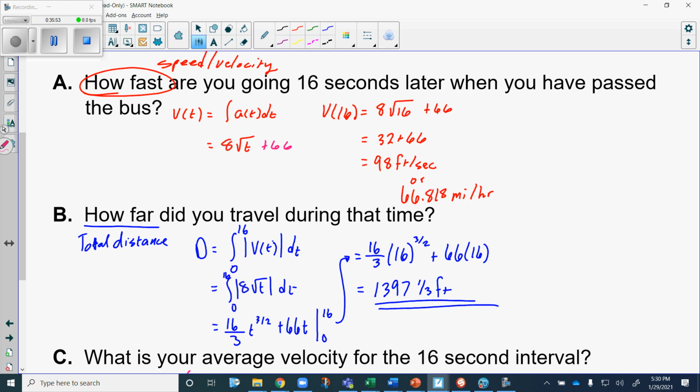So the absolute value of the velocity function, when I take the antiderivative of 8 times the square root of t, I wind up with 16/3 times t to the 3/2 power plus 66t. And we're evaluating it from 0 to 16 seconds, which worked out to be 1,397 1/3 feet. And the last one, what is your average velocity?